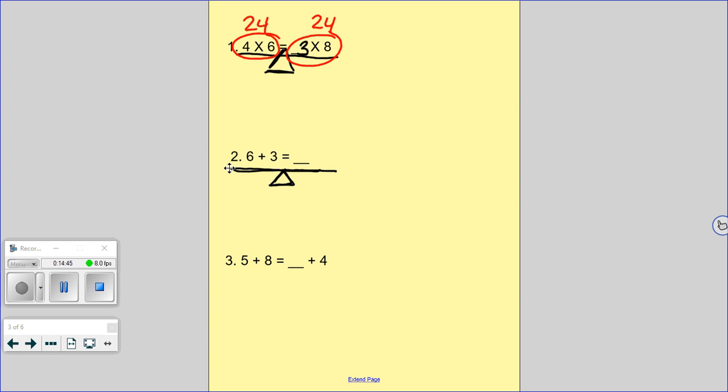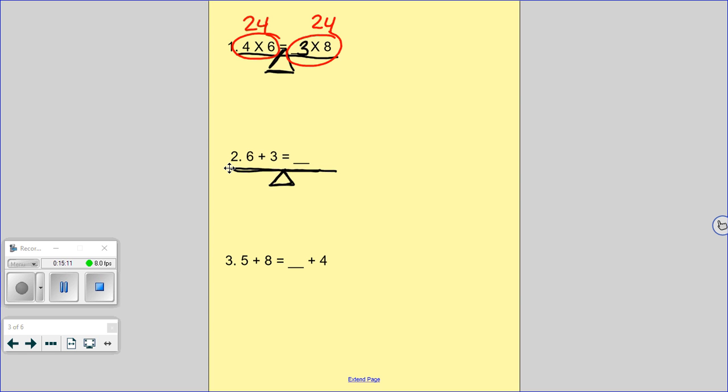This is typically how we see our equal sign. We have part of an expression and then an answer, right? That's normally how we see it. So if I put 6 plus 3, what do I need on the other side to make it even, to make it equal?